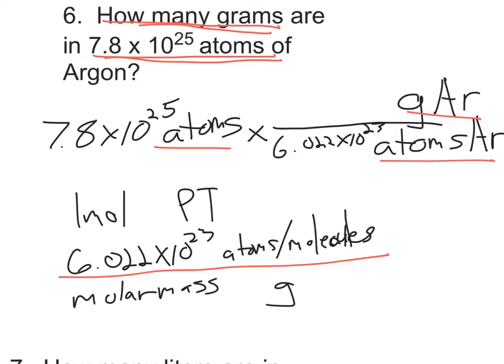The other unit was grams. And the molar mass I'm going to have to look up here is grams of argon. So I go to my periodic table, I look up argon, and I see that argon has a molar mass of 40. I'm rounding this. 40 grams.